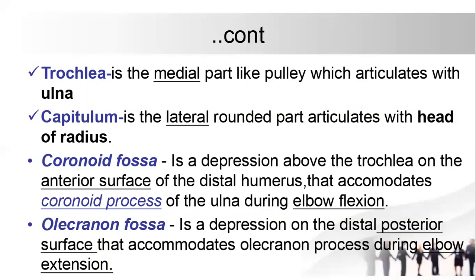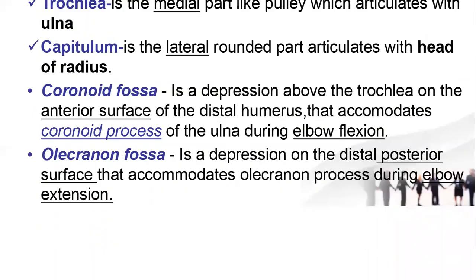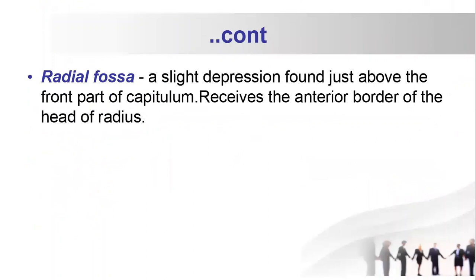So during elbow extension, the olecranon is accommodated by the olecranon fossa, and the olecranon process is found as well on the proximal aspect of the ulna. On the proximal aspect of the ulna, we have this extension known as the olecranon, and we'll be able to check that in our coming slides.